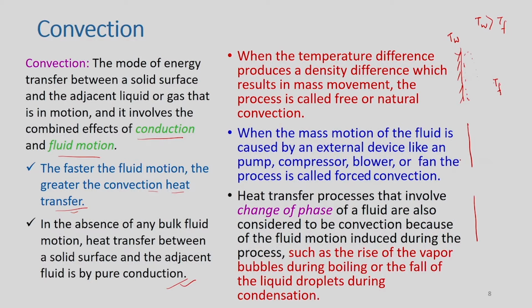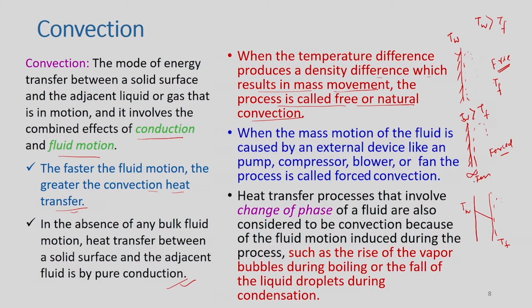If we talk about forced convection, we need to apply some kind of fan. This is a wall at Tw, and the fluid is at Tf, and the fan will make the fluid move. So this becomes forced convection, and the other is free convection, which is due to the buoyancy effect. When the temperature difference produces a density difference which results in mass movement, the process is called free or natural convection.